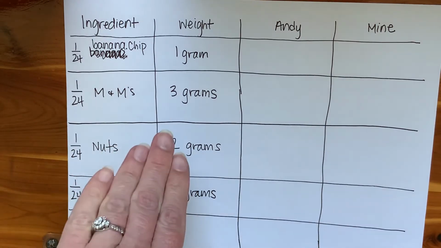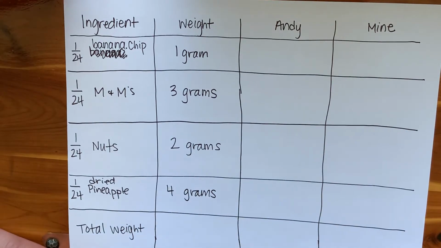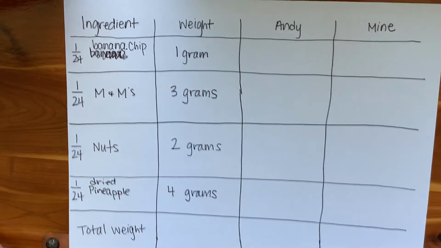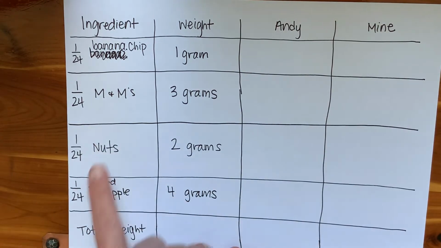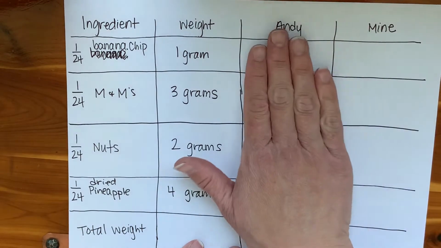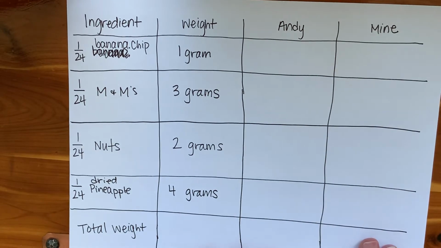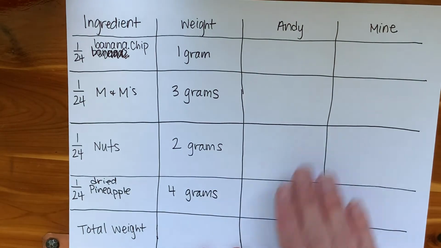So here's what we're going to do. You're going to need your combination of ingredients from yesterday, so hopefully you have that close by. Go ahead and pause the video and draw yourself this chart. Okay, hopefully you have this chart drawn and you are ready to go from here. I'm going to walk you through the banana chips for Andy. I'm not going to do your calculation because everybody's is going to be different, but I am going to do Andy's.